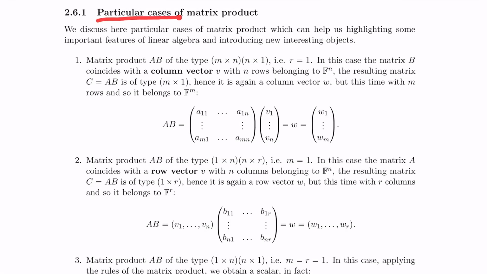There are three particular cases of matrix product that it's worthwhile noticing. The first one corresponds to the case in which the matrix B is a column vector. In this case, the product A times B is again a column vector, but in general with different dimension with respect to the column vector B. The second case corresponds to the situation in which A this time is a row vector. The matrix A times B in this case is again a row vector, but in general with dimension different than A.